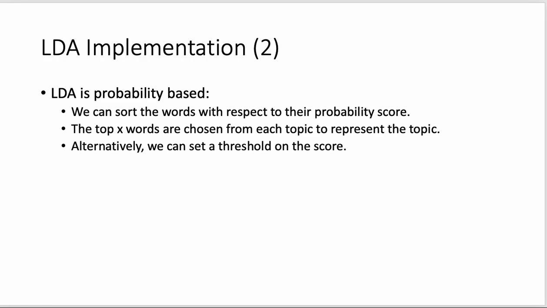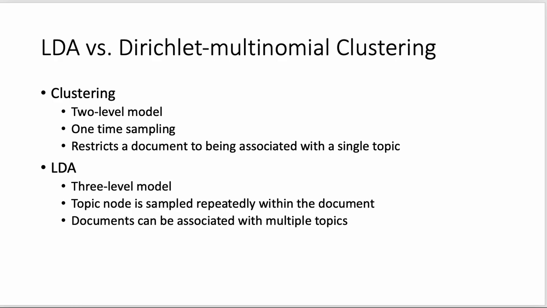It's up to us, the humans, to interpret what topic this is. A reasonable interpretation would be that a particular document assigned to topic 4 might have something to do with food. And now we will say, okay, I think topic 4 is food. That's how it works. So it's important to distinguish LDA from a simple Dirichlet multinomial clustering model.